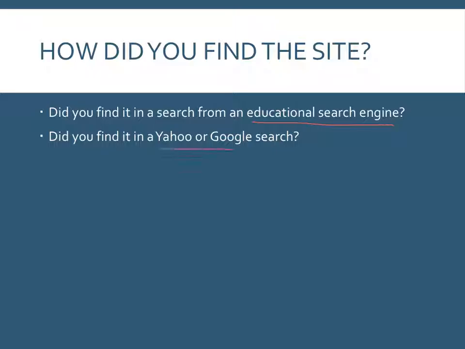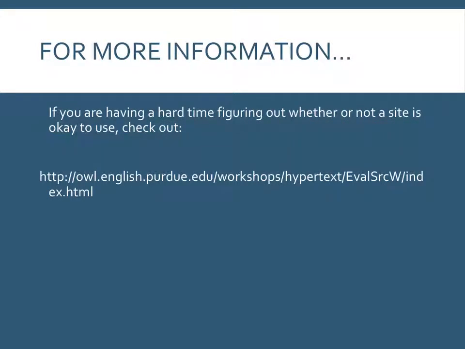Yahoo or Google? Well, they're going to pick up any website, so use those with caution. There is Google Scholar. They will actually sort through all of the websites, and they'll find you the ones that are best quality, so you can use that to give yourself a leg up. If you're having a hard time figuring out whether or not a site is good to use, the OWL at Purdue website, their writing lab, is fantastic. There's a web link here that you can follow, or you can just Google OWL at Purdue and find the information that way.